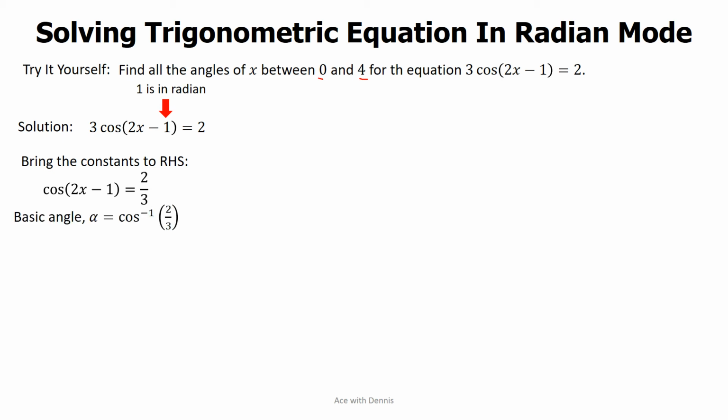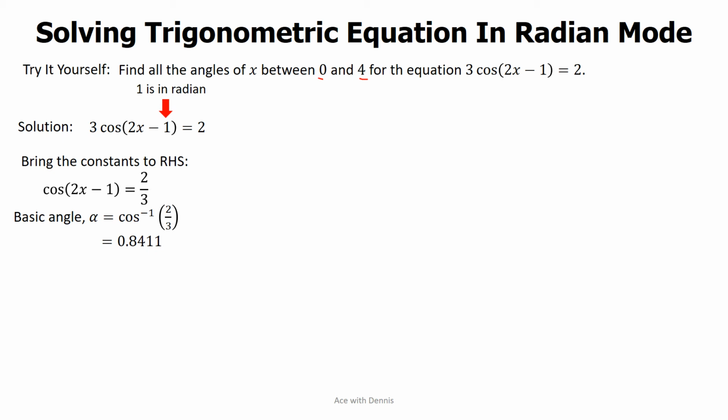Then we have actually reached the simple trigonometric equation, so we can just follow the steps. Step 1, find the basic angle alpha. For this case, it is inverse cosine of 2 over 3. When you press the calculator, it will give us 0.8411 radian.